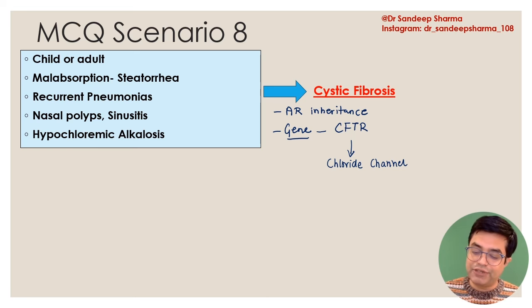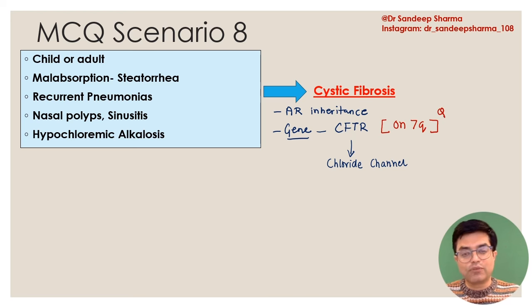CFTR gene कौन से क्रोमोसोम पे होता है? It is present on chromosome 7q. ये याद कर लो और इसके ऊपर MCQ है. बहुत सारे लोग याद कर लेते हैं कि क्रोमोसोम 7 है, but they falter if the option is 7p and 7q. So it is the long arm of chromosome 7 where this gene is found.